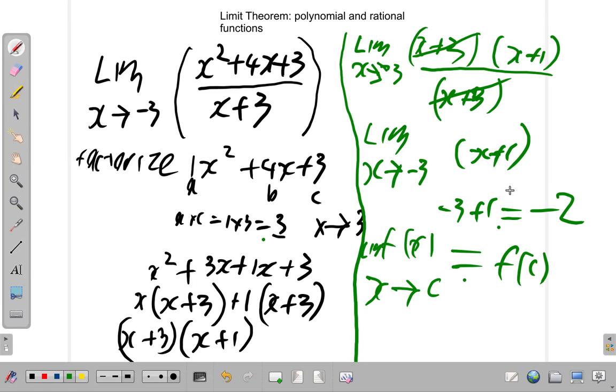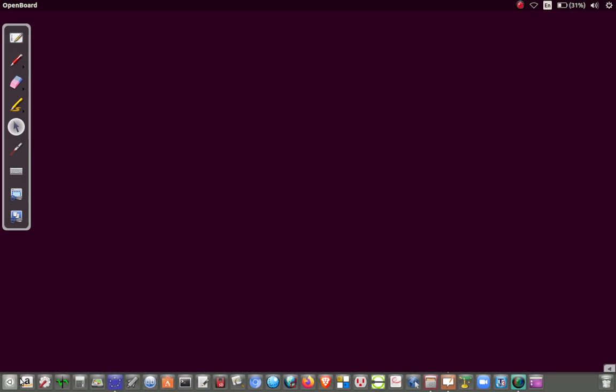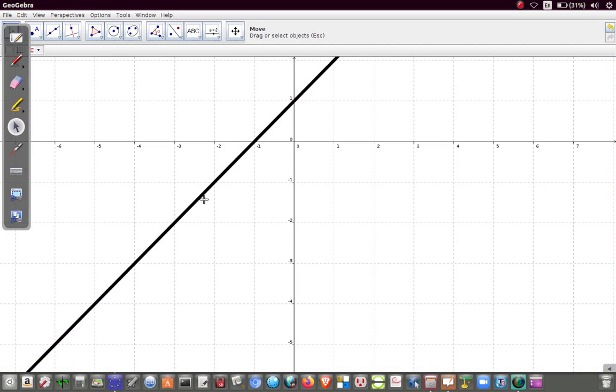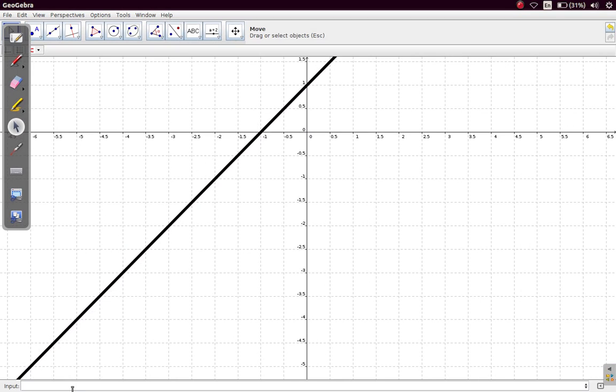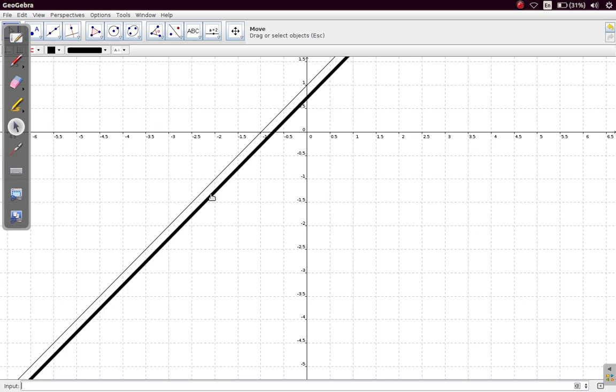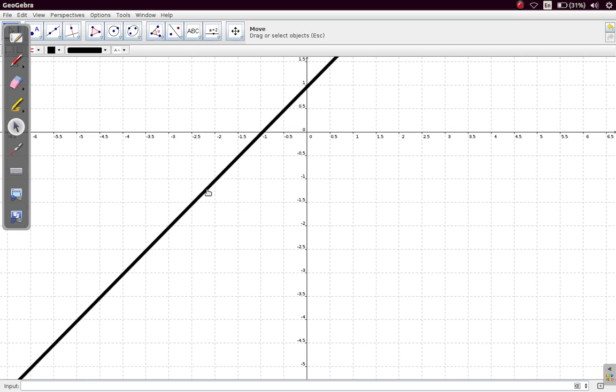So we've looked at the graph of this function, and I've seen that as x tends to negative 3, the limit is negative 2. The other thing we want to do is look at the graph of x plus 1. Just x plus 1 alone. So x plus 1. Alright, x plus 1. You see, both of them coincide.